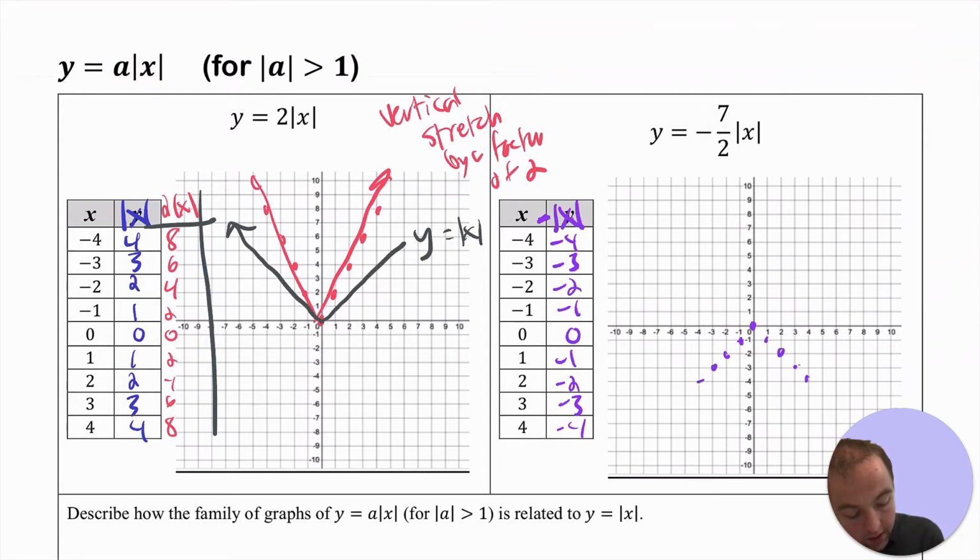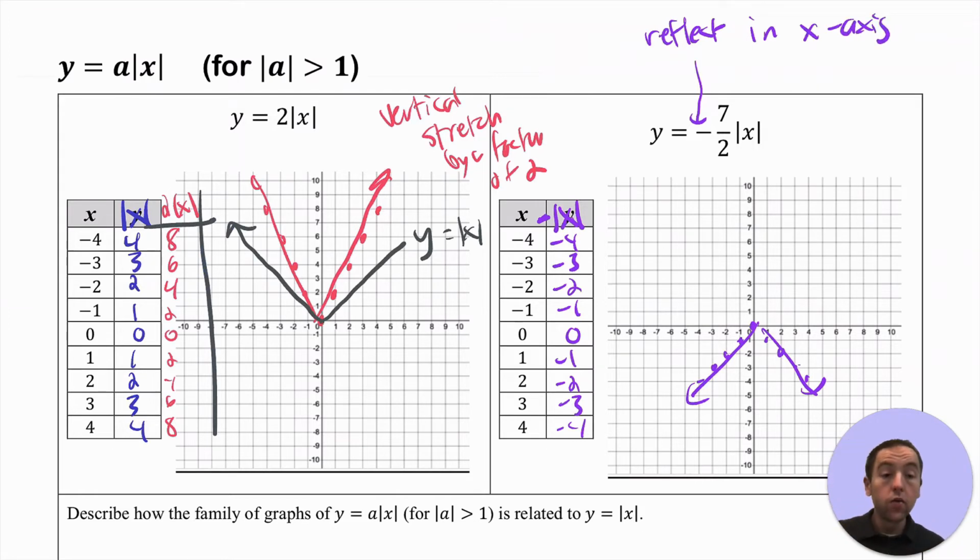And so what that's going to cause is what we call a reflection. So that negative does a reflection, and it reflects it in the x-axis. In other words, it reflects it over the x-axis when we say it reflects in the x-axis. But then there's another aspect we need to consider right here, which is this 7/2 aspect.